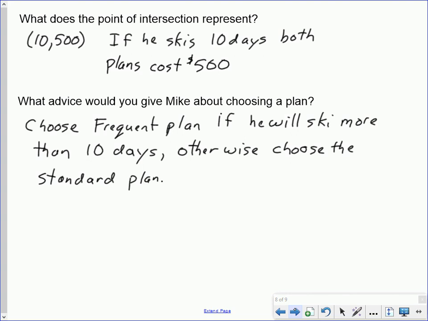So we made a recommendation here. We've said which one is better, and in which cases the frequent plan is better, and in which cases the standard plan is better. The frequent plan is better if he skis more than 10 days. The standard plan is better if he skis less than 10 days. So that's our solution.